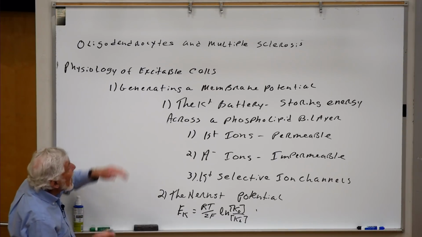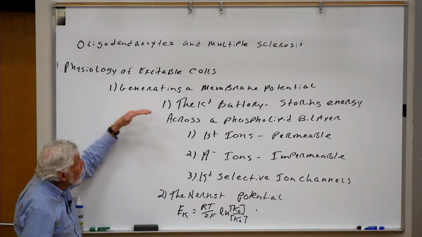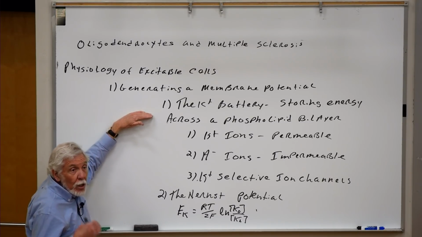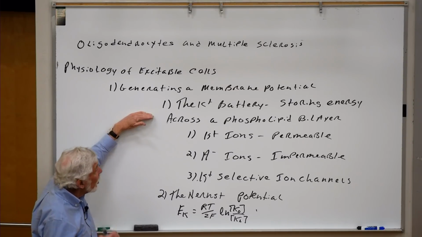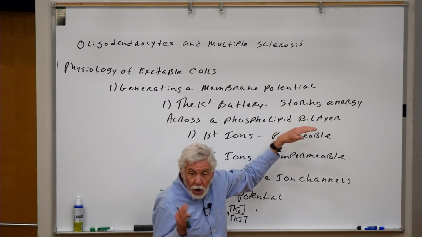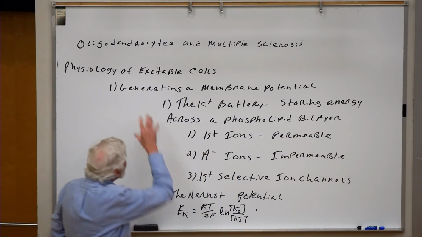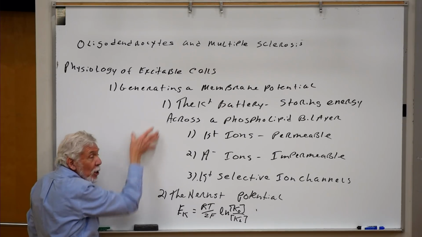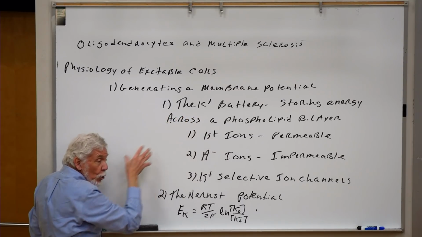We're going to lay this out as the idea of generating a membrane potential, but that's just a term which describes generating a potassium battery. And we're going to use the separation of potassium across the phospholipid bilayer to store energy for all other forms of signaling. So what we want to think about here initially is how do we separate potassium across a membrane in such a way that we can generate a battery that has potential energy that can do work.